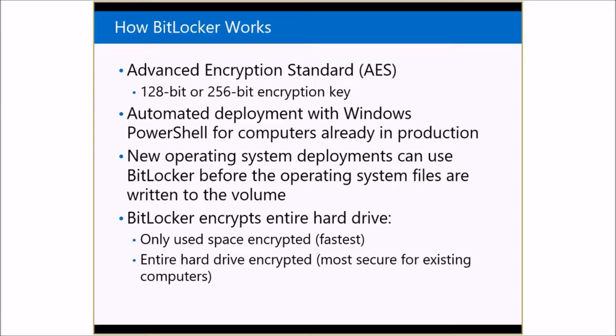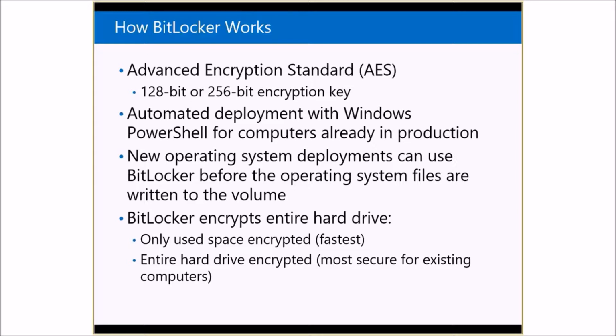So how does BitLocker work? It uses the Advanced Encryption Standard, AES. You might have heard AES associated with other things like Wi-Fi. It uses a 128-bit or 256-bit encryption key. We spoke about how the longer the key, the more combinations there are, so the harder it is to crack. It can be used in an automated deployment with Windows PowerShell for computers which are already in production. So if you've got client computers already in your production network, we can use PowerShell to deploy BitLocker onto these computers.